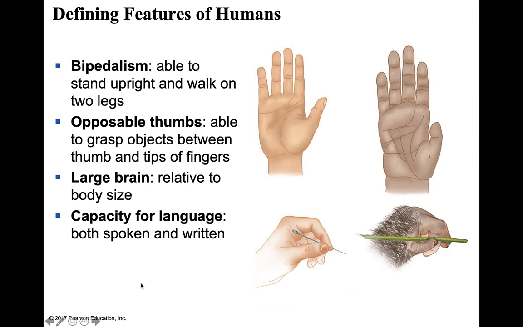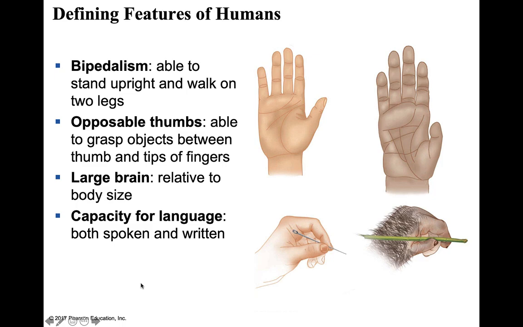Here, when we look at a large brain, it's not just having a large brain, it's a large brain relative to body size. If we look at whales and elephants, of course they're going to have large brains because they're really big animals. But if we compare the size of our brain to our body size, it's relatively large. The last defining feature of humans is the capacity for language.